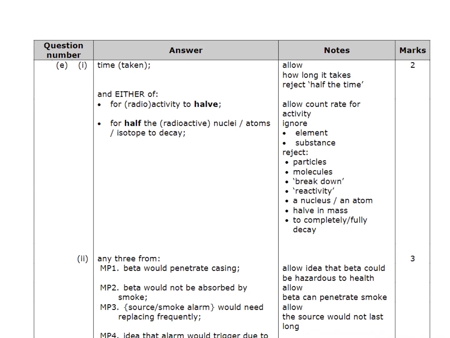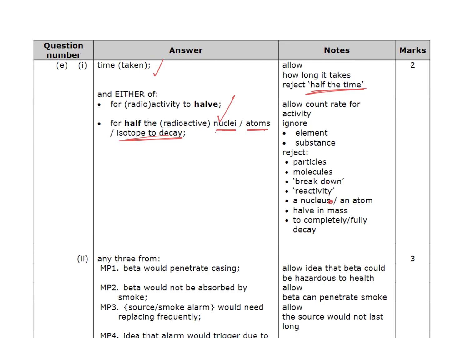Well done, me. And then it says time taken. So remember I said average time taken. But it's important here that it's the time taken for radioactivity to half or the number of nucleons to half. So we did talk about either of those in our explanation. But it's interesting what it says, reject half the time. That's quite interesting. And it rejects the idea of particles, molecules, breakdowns, or reactivity, the nucleus. It wants you to be precise. So it wants you to be precise about the radioactive nuclei, all the atoms, or the isotopes to decay.